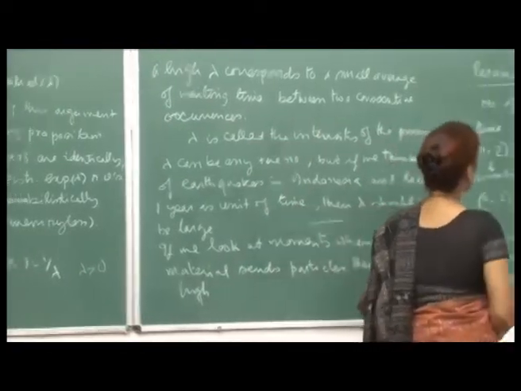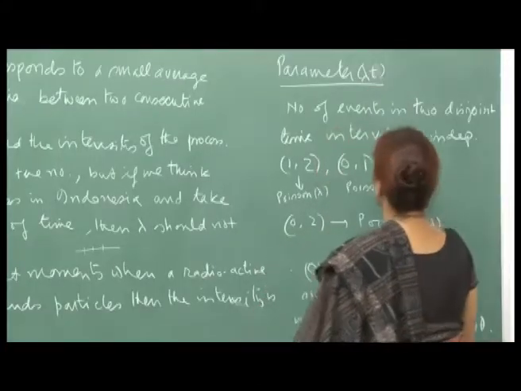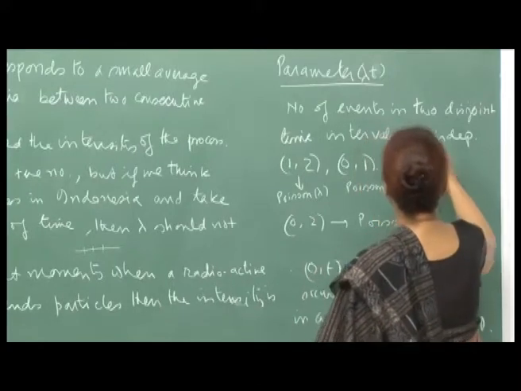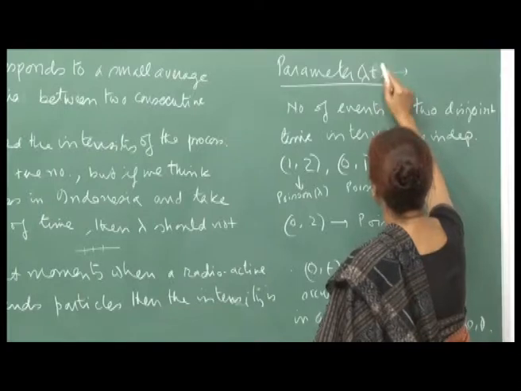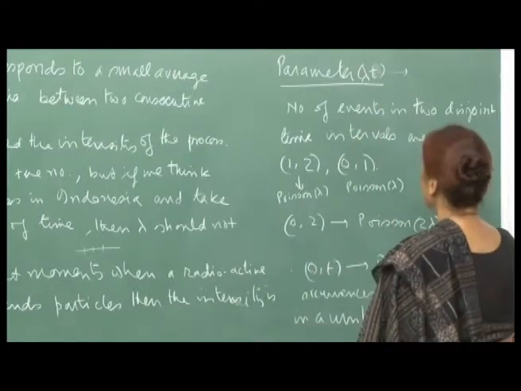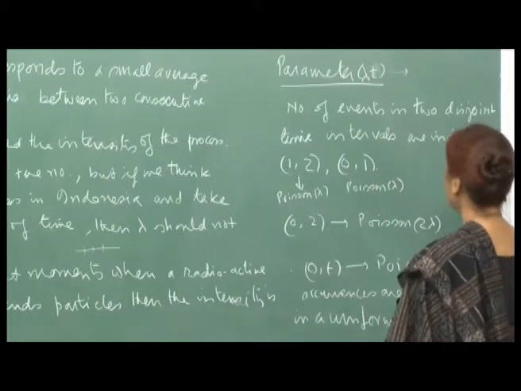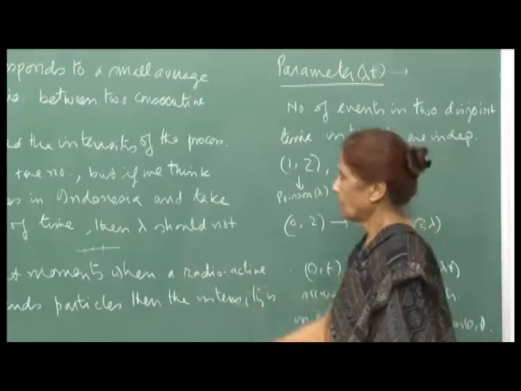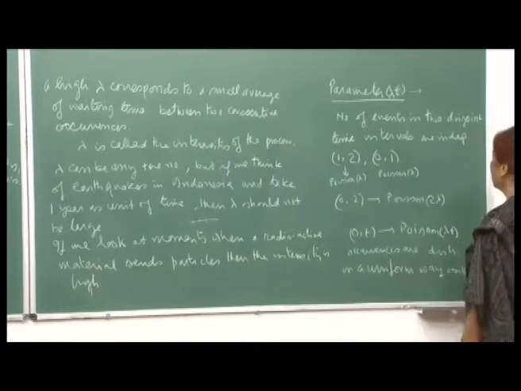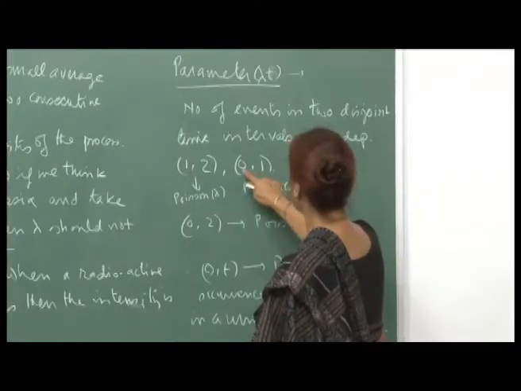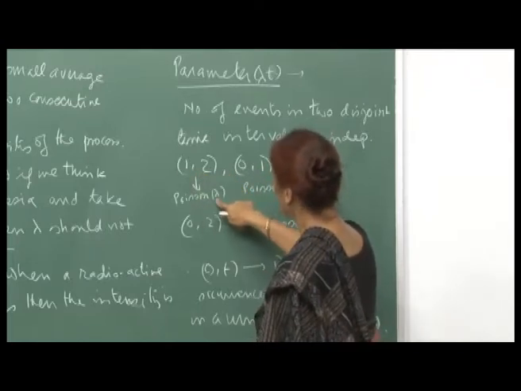Similarly, look at the parameter lambda t. Lambda t is, on the average, the number of events in a time period t. So this is your mean arrival rate. Now, the numbers of events in two disjoint time intervals are independent. We just said that they are independent increments. So if you look at the arrivals between 0 and 1, it is Poisson lambda, and between 1 and 2 it is also Poisson lambda.